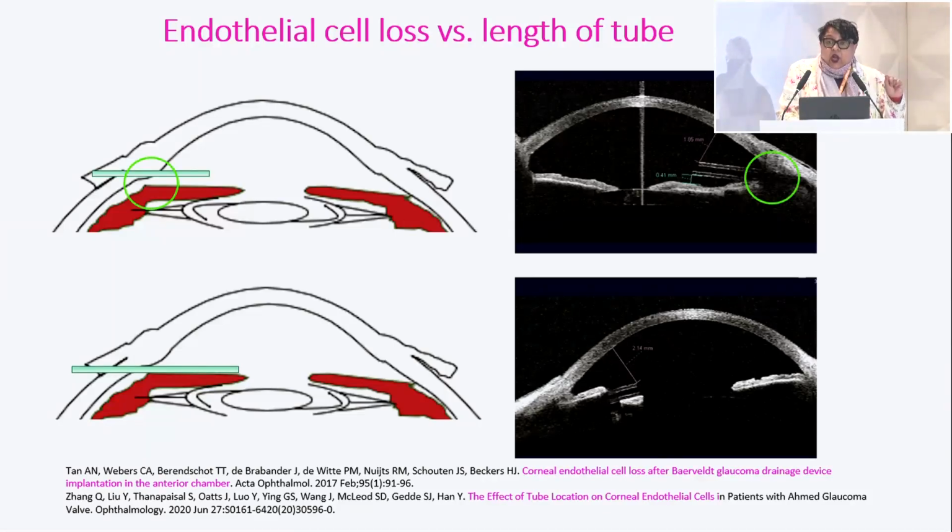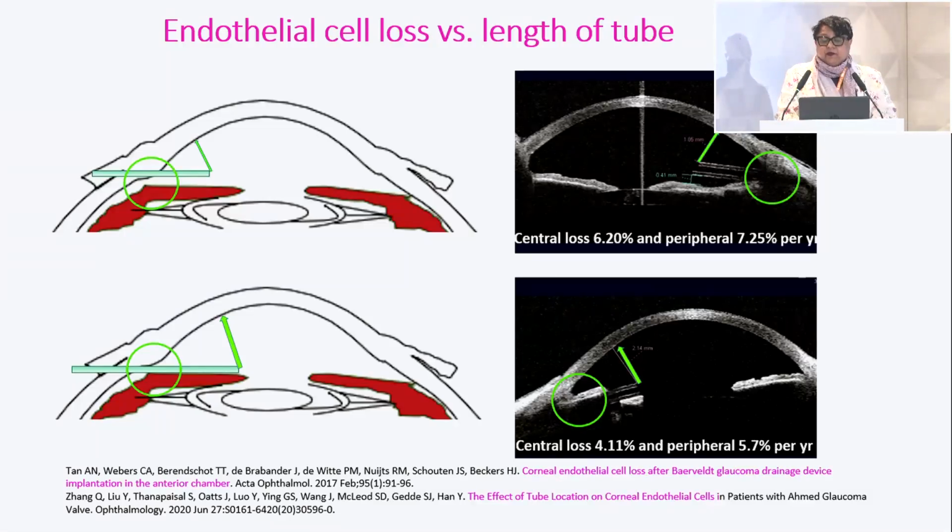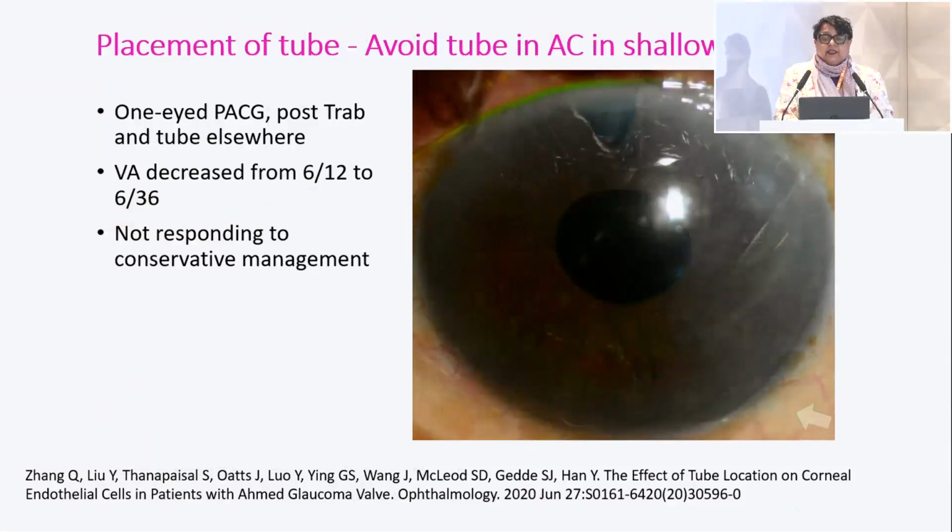But a longer tube, even in the AC, prevents that excursion, because the distance from the tube to the endothelium is rather long. So when the eye is being squeezed, it actually does not touch the endothelium at all. And this has been proven. There are several studies. This has caught my attention many times. And also, of course, in shallow ACs.